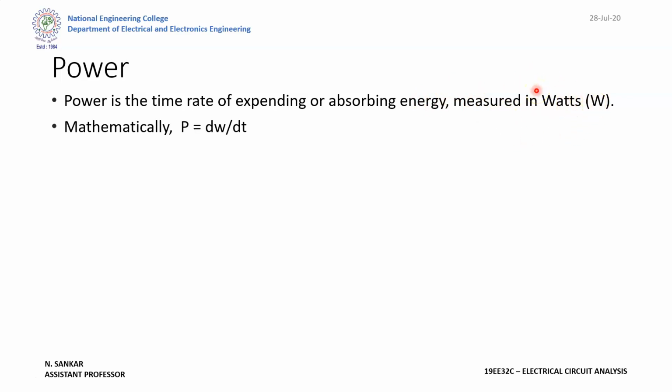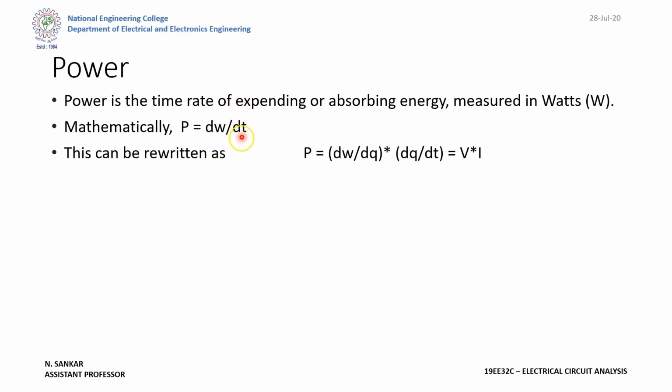The unit is nothing but watt. Mathematically, P is equal to dW by dt, where dW is nothing but your energy and dt is the rate of change of your time. The energy can be either absorbed or delivered.